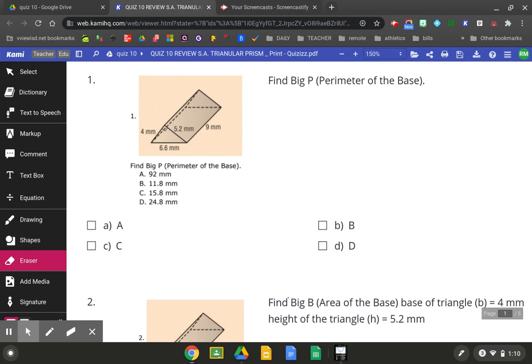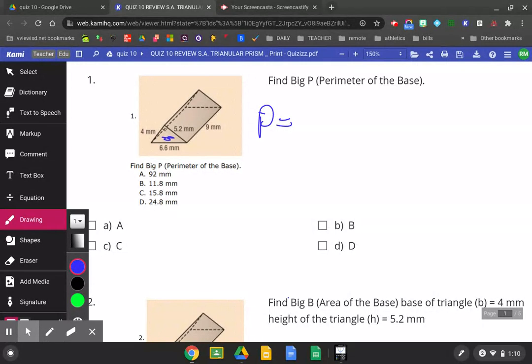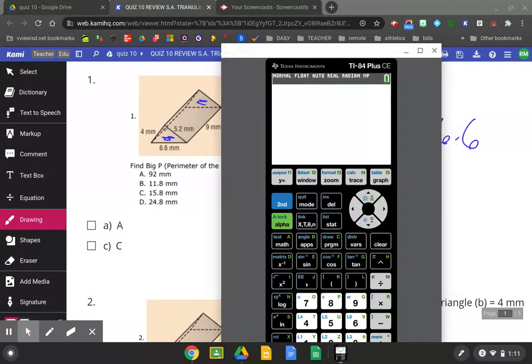Okay, so this is for surface area of a triangular prism. This is your retest. So first one, big P, we want to find the perimeter of the base. So we have to add the sides of our triangle. That will be 4 plus 5.2 plus 6.6. So we put that into the calculator.